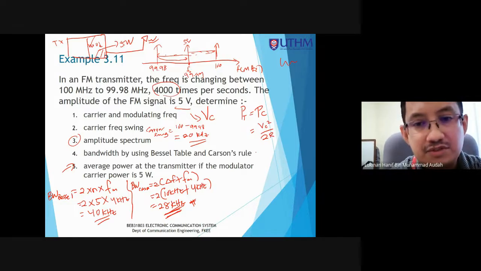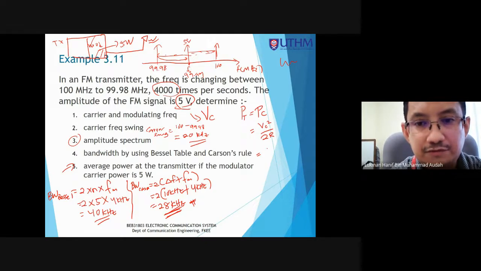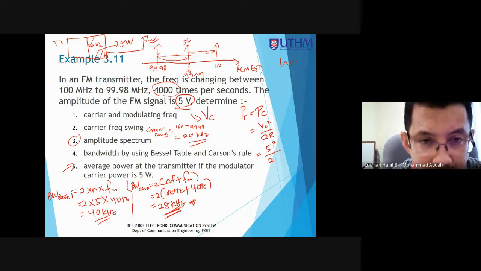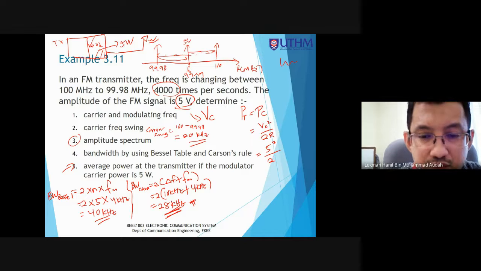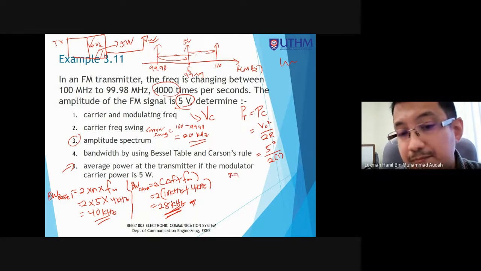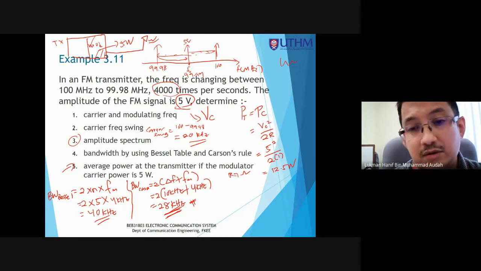So this is from the 5 volt earlier. 5 squared divided by 2 times R. How much is R? Oh, R is not given here. If R is not determined, assume that R is equal to unity, equal to 1. So in this case we can assume that R equals 1 ohm. So that means we get here around 12.5 watt of total power, the total power transmitted to the antenna.